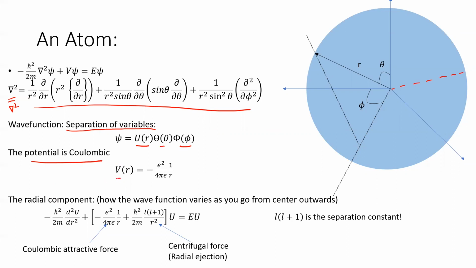So if I substitute this into our Schrödinger's equation and we separate the variables, the radial component will look like this: minus ħ² by 2m d²U, where capital U is the radial component, and its potential has two terms. One is the attractive Coulombic force, and the second one is a centrifugal ejection force which acts along the radius, right? It's like an atom is moving around in circles.